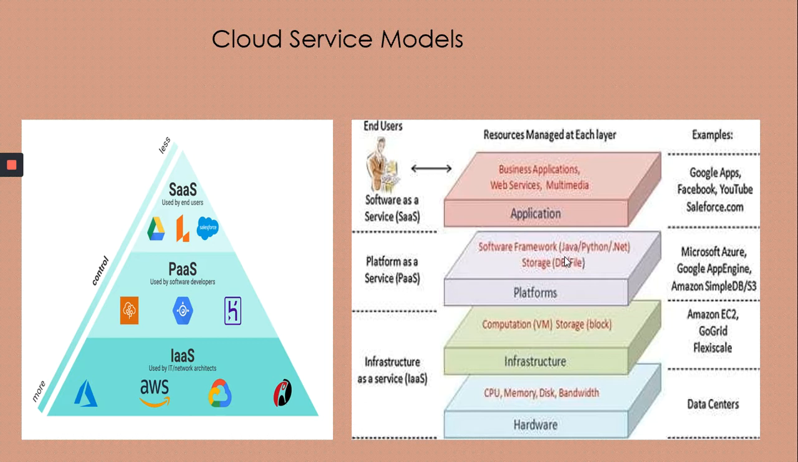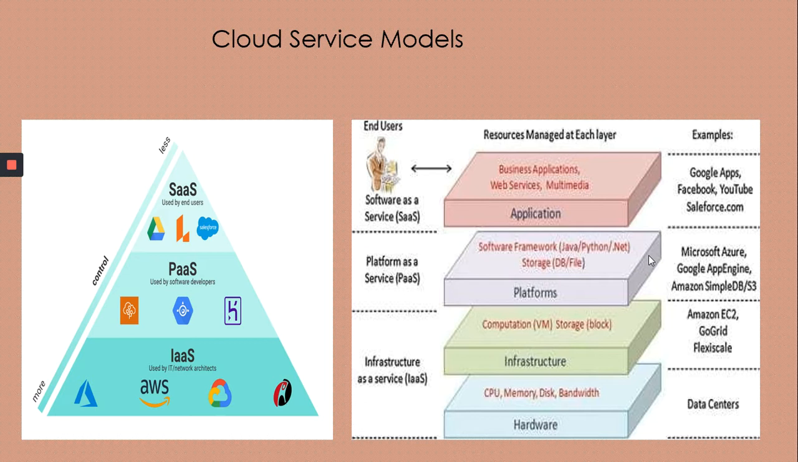So infrastructure as a service, IaaS. So here you can see two different layers are there: infrastructure, another one is hardware. So in infrastructure, we can have the computation, the virtual machine VM, and storage. You can see the block will be there. So these are all in the infrastructure. A good example is Amazon EC2. EC2 is nothing but Elastic Compute Cloud. It is a virtual machine basically. So GoGrid, FlexiScale, these are all the best examples for infrastructure as a service.